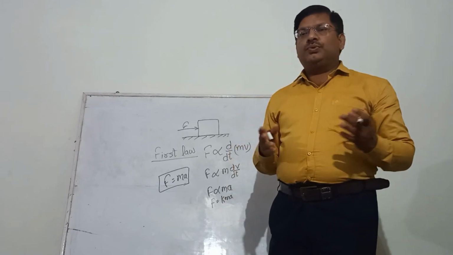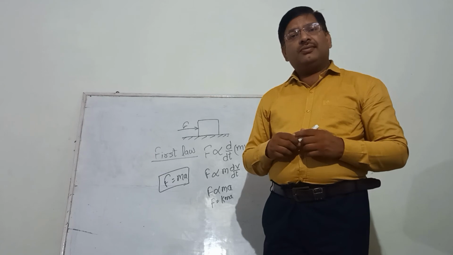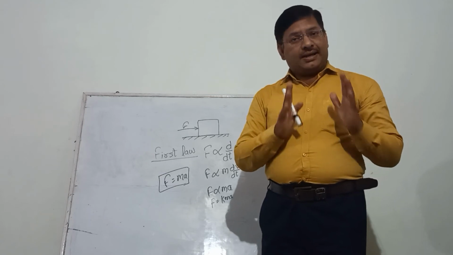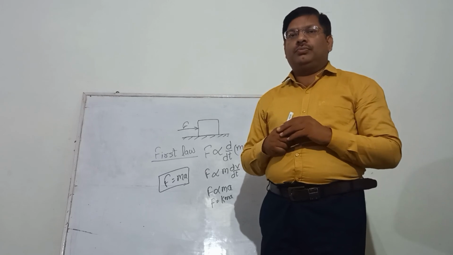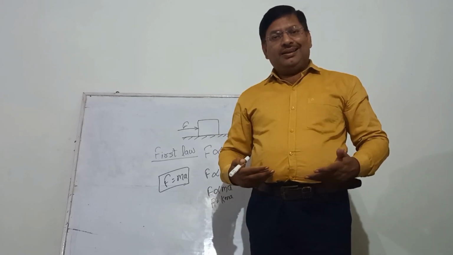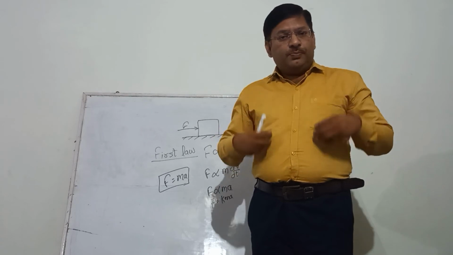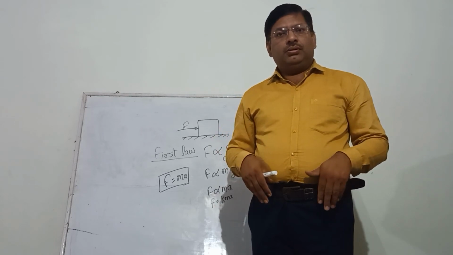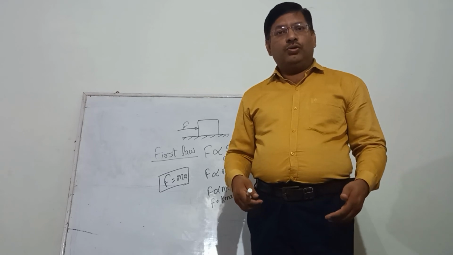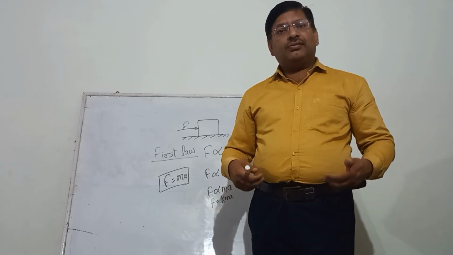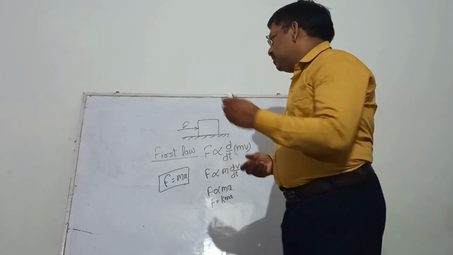Now the last one, the third law of motion. The third law of motion says that to each and every action there is always an equal and opposite reaction. Now suppose I am standing on the surface. So the surface is bearing my weight. According to Newton, or according to this third law of motion, the surface will also exert a reaction on me in the opposite direction.